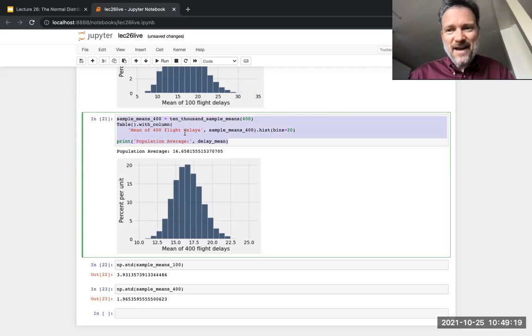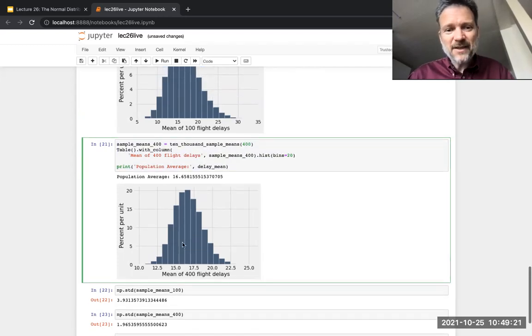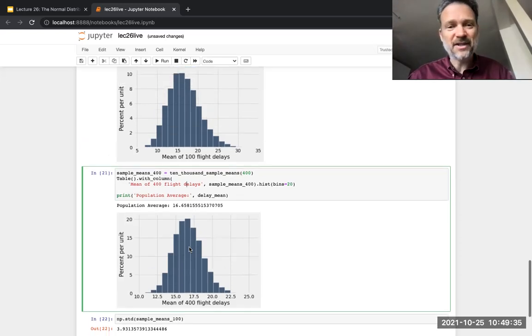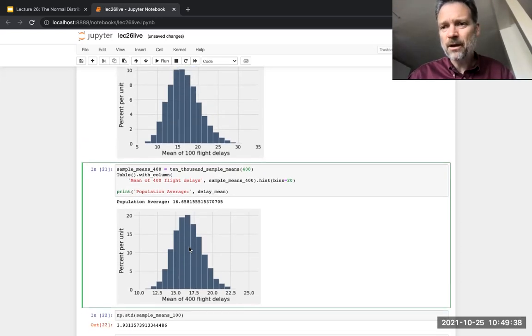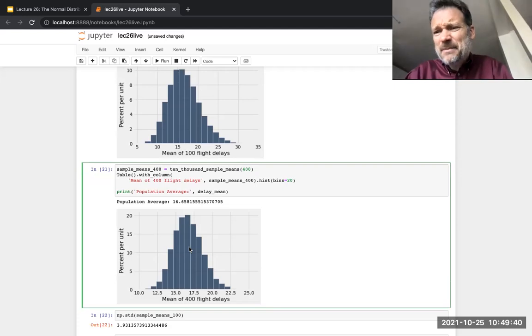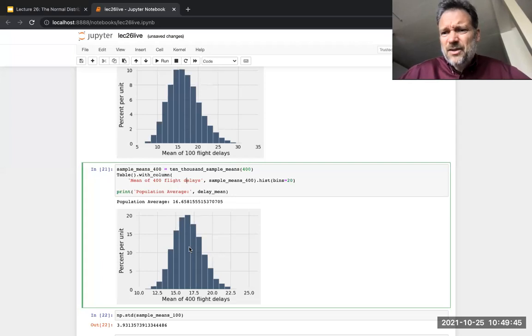What are the implications of that? Narrower means that the data is more clumped around the middle. It's more clumped around 16.5. The sample means are closer to 16.5 when you have a sample size of 400 than when you have a sample size of 100. What does that mean for our estimate if we're using the sample mean to estimate the population mean? Is it good or bad or just sort of irrelevant if they're clumped around the population mean?